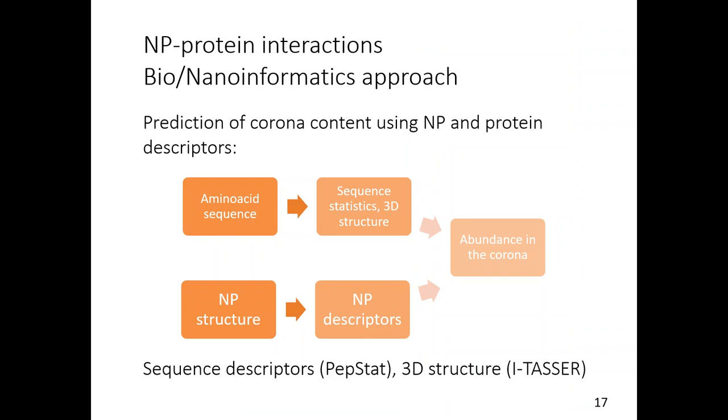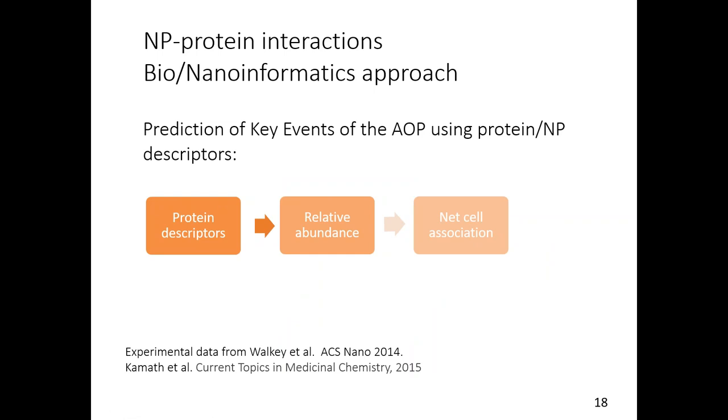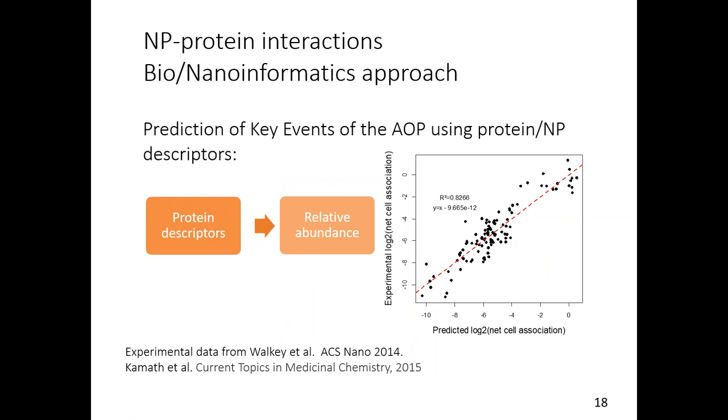And the final test, an example of an in silico test, is outlined here. So we start with the descriptors of biomolecules and nanomaterials. We combine those to predict the corona, and then we use the prediction of the protein corona to predict the initiating event. Like in this particular situation on this graph, you see prediction of cell association of nanomaterials based on the interaction with proteins.